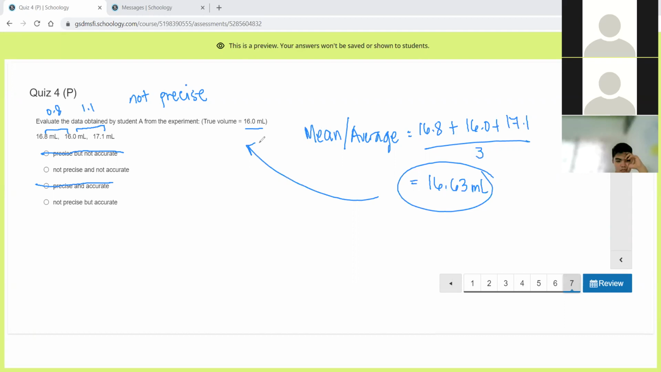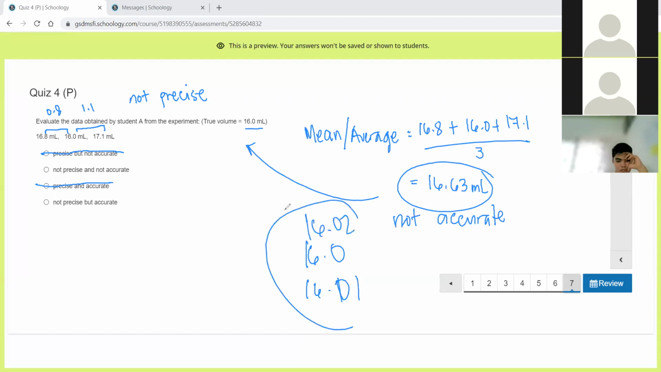So actually, this kind of difference is already far from the true volume. 16 ml lang man dapat ta. Layo na siya ang 16.63 ml. So this is not accurate also. Umingon gani kag accurate, imuhang reading is like 16.0, 16.01, 16.02. Mao na siya atong gina-consider na accurate. Pero kung 16.63, murag layo na gid na siya sa true volume. So this is not accurate also. Therefore, the correct answer here is this one. Not precise and not accurate.